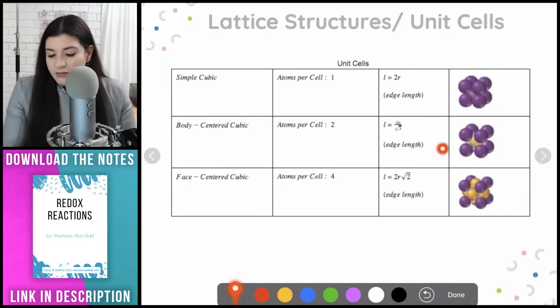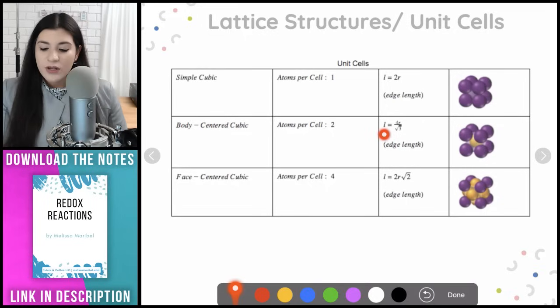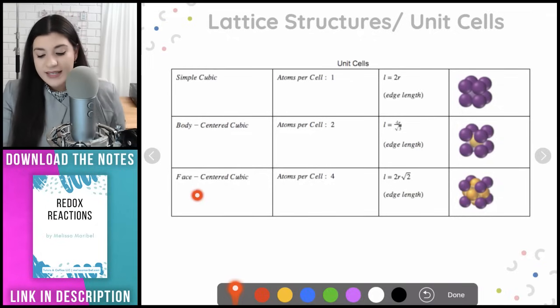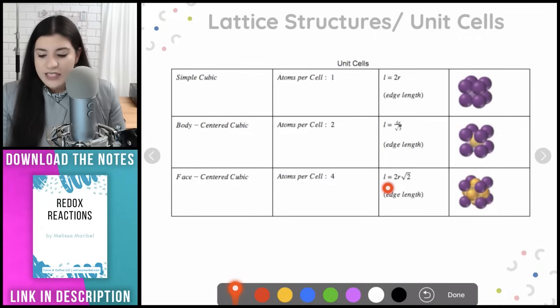That's something to know. And then for our body-centered cubic cell, that's going to have 2 atoms overall. And then this next one is going to have a formula, the edge length again, of L is equal to 4R divided by the square root of 3. Last one is going to be our face-centered cubic cell, where we have 4 atoms per cell. And then here, I know we have a little bit of a different formula, where our edge length is equal to 2R times the square root of 2.